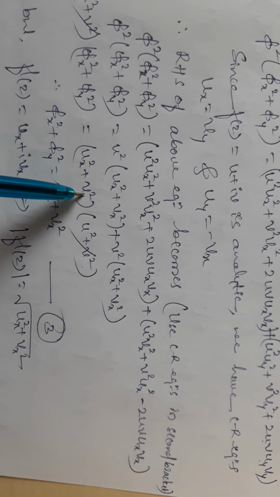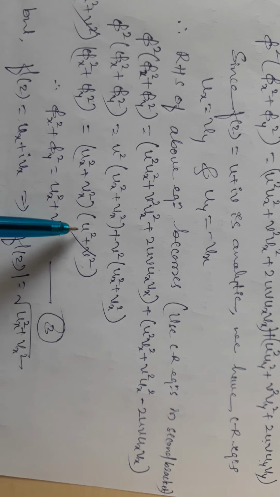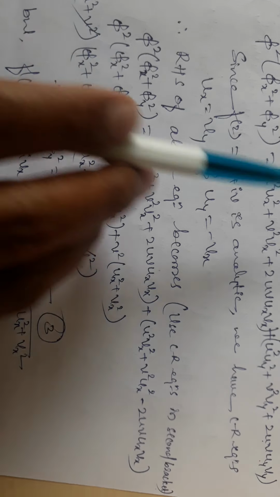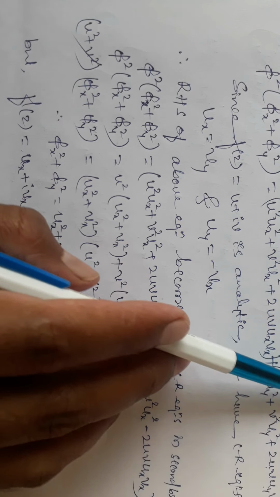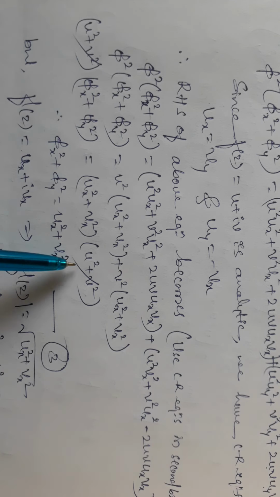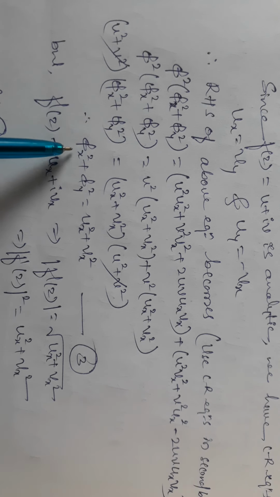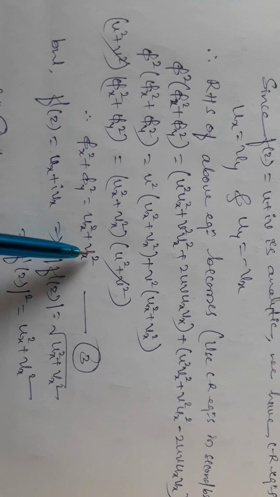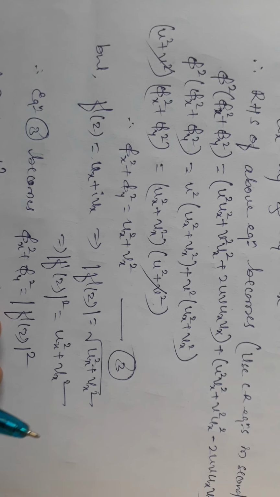ux square plus vx square into u square plus v square, but we know that pi square is u square plus v square, therefore u square plus v square and u square plus v square get cancelled. The remaining term is pi x square plus pi y square equal to ux square plus vx square. Call this equation number 3.